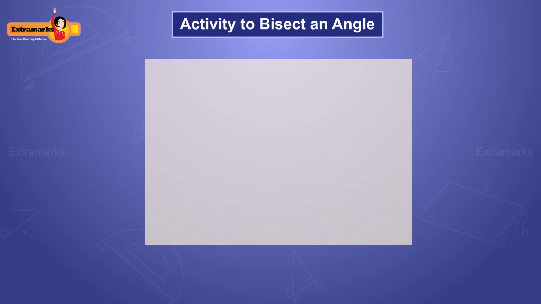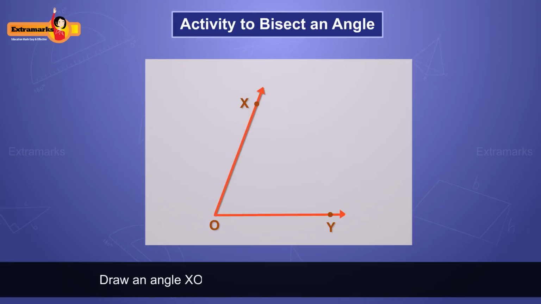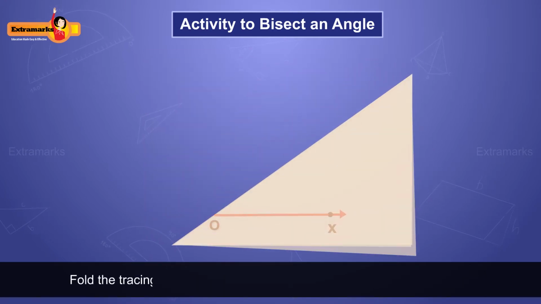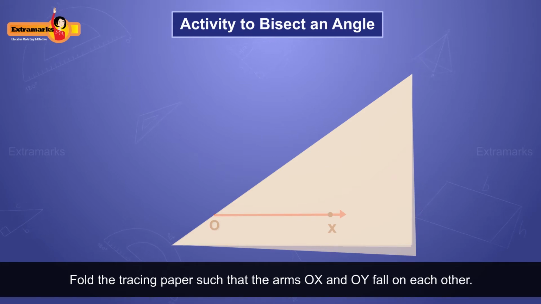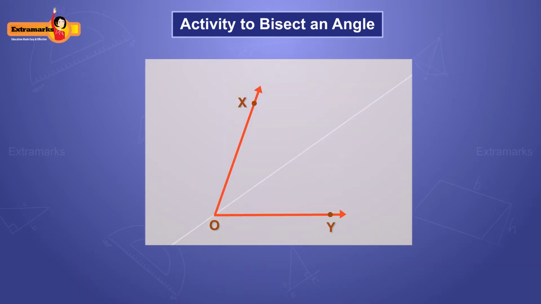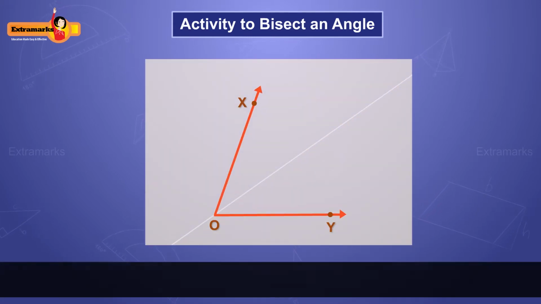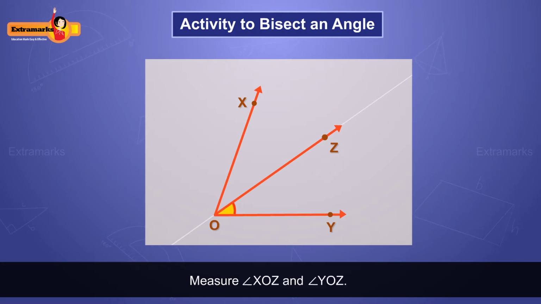Take a sheet of tracing paper. Draw an angle XOY of any measure on the tracing paper. Fold the tracing paper such that the arms OX and OY fall on each other. Now, unfold the paper. We see a crease at the fold. Mark a point Z on the crease and draw the ray OZ. Now, measure the angles XOZ and YOZ.